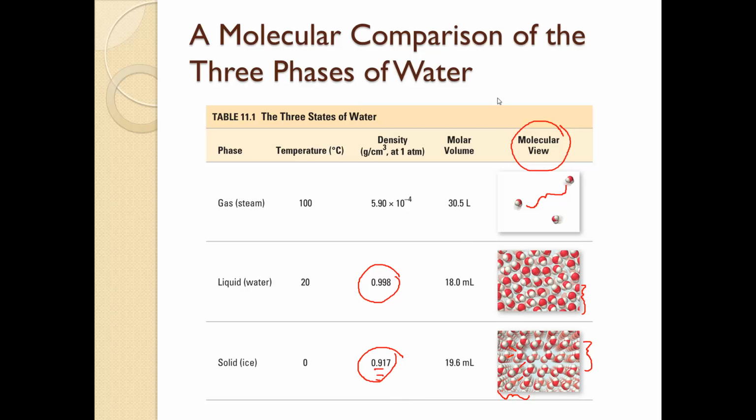We can also look at this in comparison with the molar volume. This is the amount of volume it takes to hold 1 mole, which you may remember is 6.02 times 10 to the 23rd molecules. So to hold that many molecules of a gas, you would need 30.5 liters of a gas. Whereas for a liquid, you would only need 18 milliliters. Notice the difference between milliliters and liters. So you need far less volume to hold the same amount of molecules.